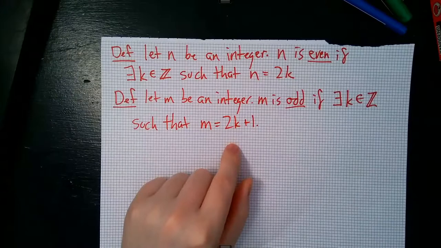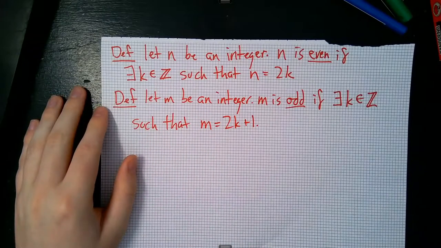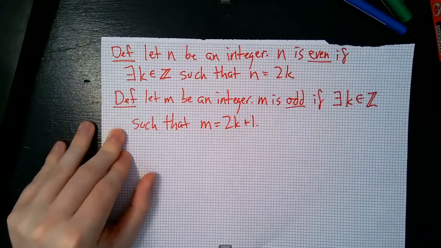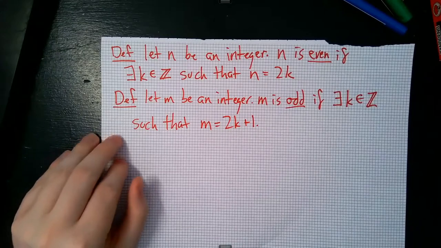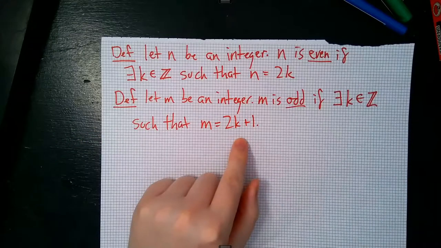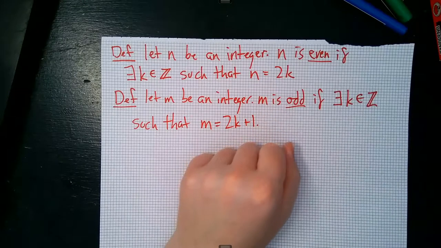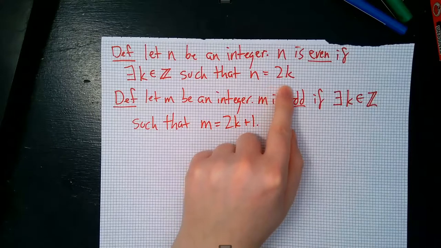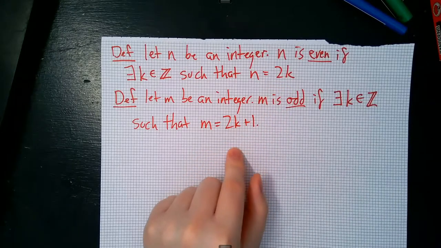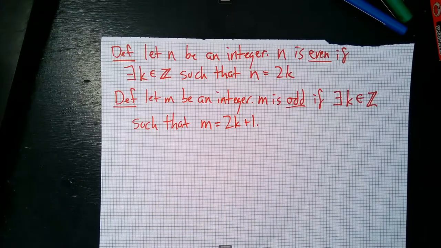Furthermore, I also want to point out that within these two definitions, every integer will be either even or odd. There won't be any way for a number to be neither even nor odd, or both even and odd, just because of the way these definitions are structured. So let's say we have some integer x and we can't find a k such that x equals 2k, then we're guaranteed to find some k such that x equals 2k plus 1. That's just a really nice property of the integers.